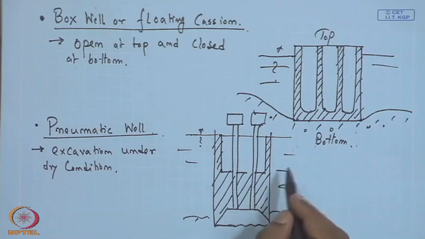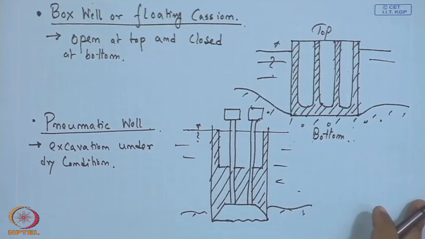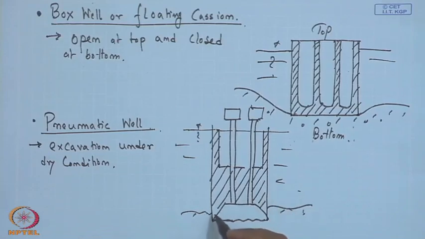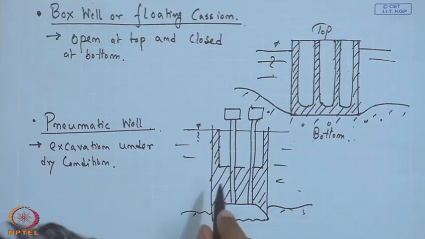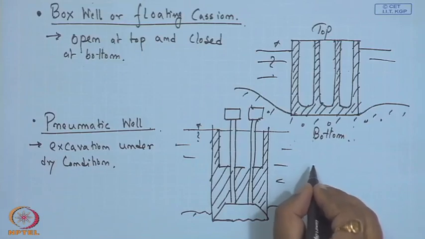So, here in the first case the bottom of the concrete was sealed below the water, which is not so effective, but here the bottom of the concrete is sealed under the dry condition, which is so effective. And the disadvantage is that the cost of this type of well is very high, and the limit of the depth of the penetration below the well is around 30 to 35 meters.